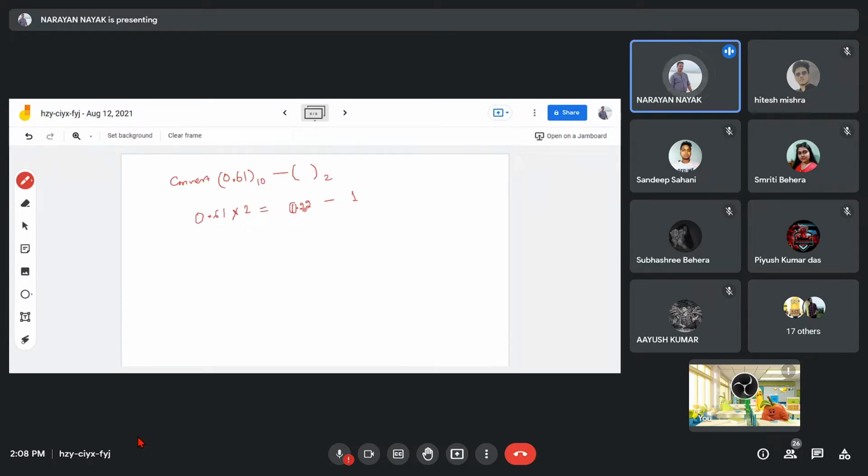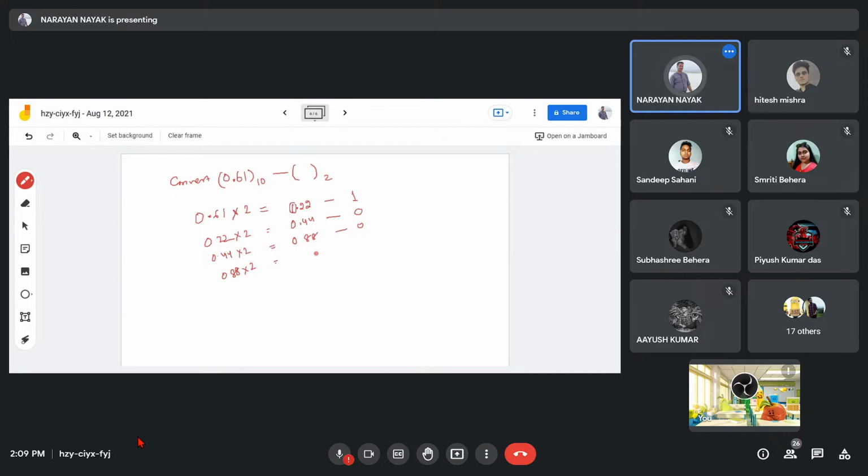Understood? Now what is the remaining bit there? 0.22 into 2, so if it is multiplied, you are getting 0.44. So here, what is the recorded bit? It is 0. Similarly, 0.44, you have to multiply by 2. That is 0.88. What is the recorded bit? It is 0. Similarly, 0.88 into 2.